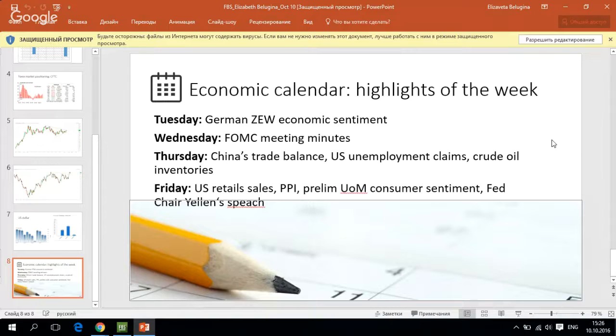The Federal Reserve Chair Janet Yellen will offer us some remarks. Probably she will comment on the FOMC meeting minutes, on the recent data from America, including NFP, non-farm payrolls, and the data releases which we are going to witness on Friday. All in all, Yellen's speech will be in the second half of the trading day on Friday.